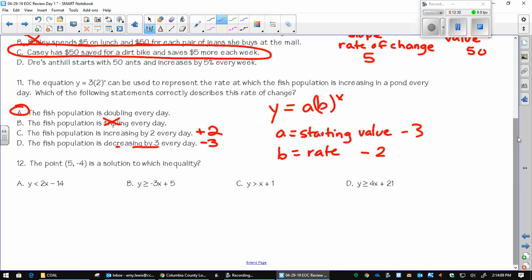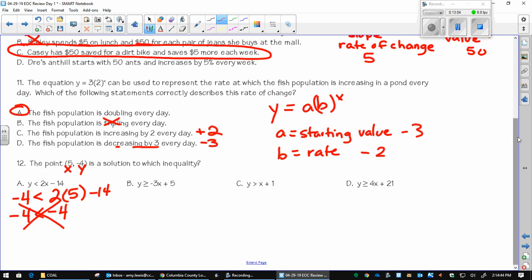Okay, number 12 is talking about inequalities, and the easiest way to solve these is to just plug in the point for x and y and see if you make a true statement. So I'm going to plug in -4 for y, less than, plug in 5 for x. What I end up with here is -4 is less than -4. That's not a true statement.